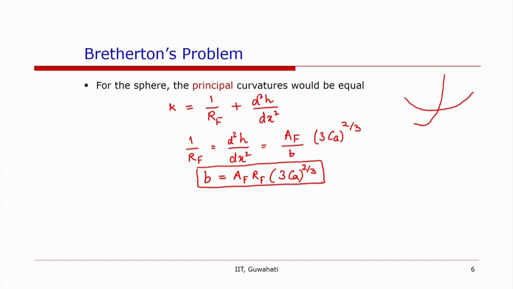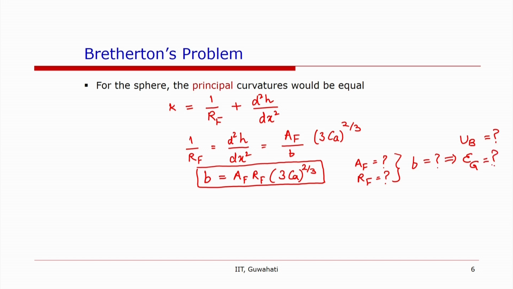So if we know the constants AF and the radius of the front RF, then we can approximate this. If we know AF and RF, then we can find out what is the film thickness. And from the film thickness we can further find out the UTP, and by the knowledge of UTP we can find out UB, the bubble velocity, and the void fraction.